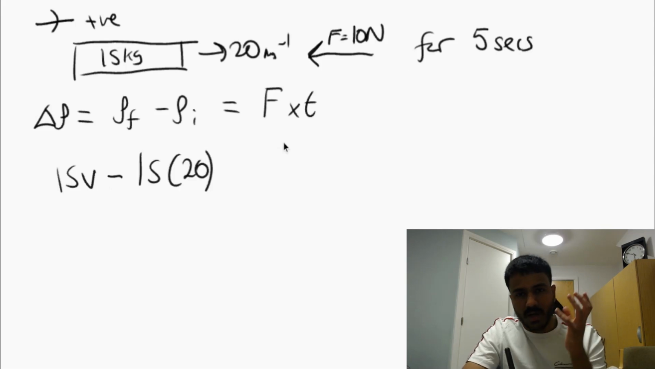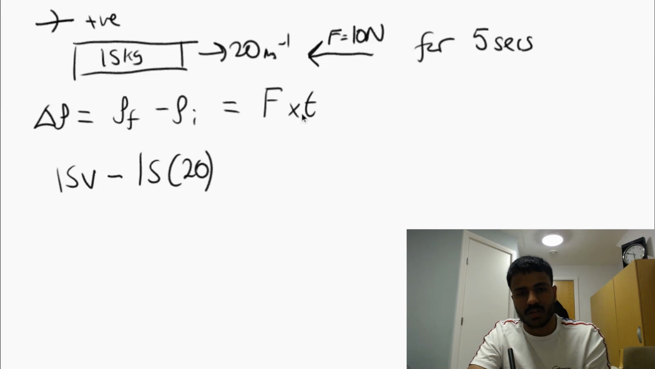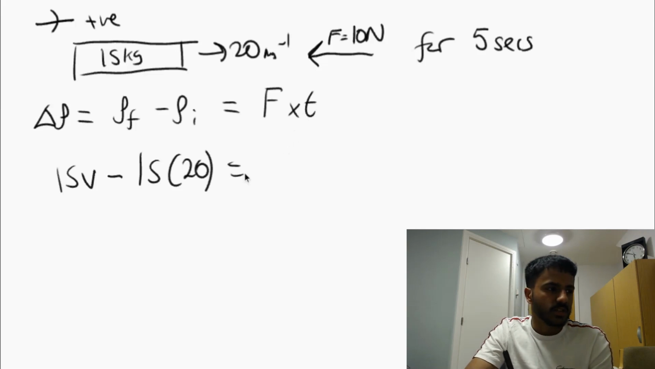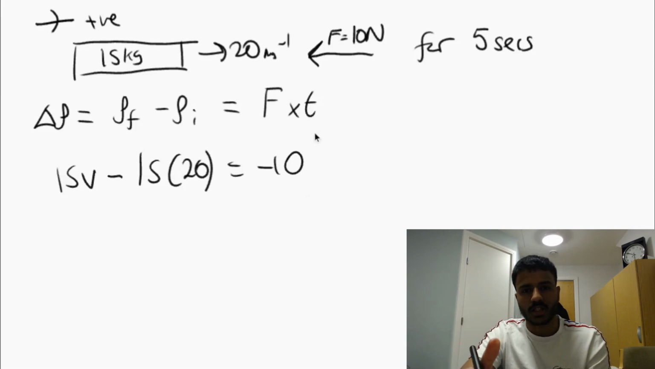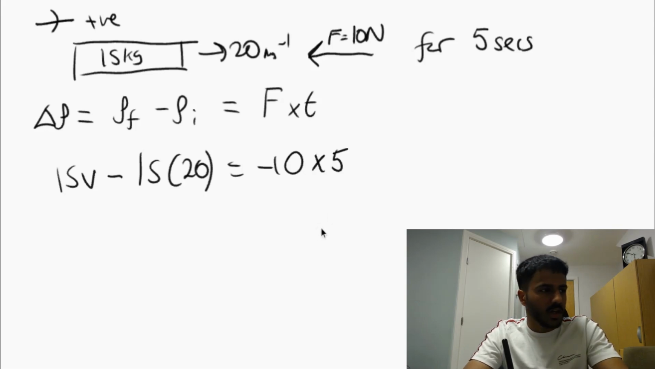Now we know a force of magnitude 10 newtons acts in the opposite direction of this body. And we've stated that the right hand side is the positive direction. So we have to say that this force is minus 10 newtons because it's acting in the opposite direction to the moving body, and it's been acting on it for 5 seconds. So now we can rearrange this equation and solve to find v.